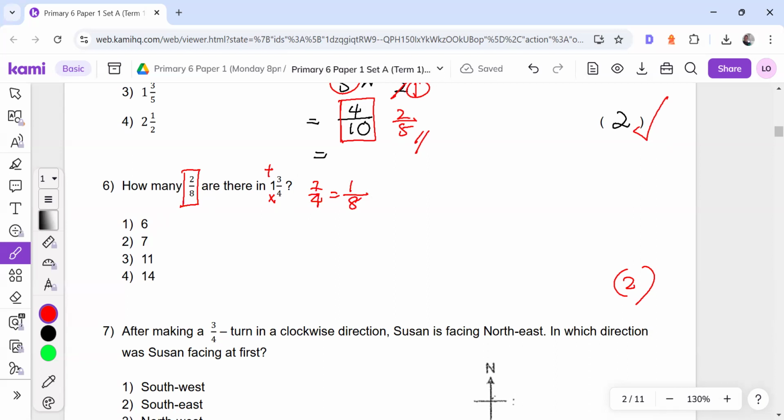So 4 times 2, 7 times 2. What do you call this fraction? This fraction is called 14 eighths. 14 eighths. But you want how many 2 eighths? So how many 2 eighths?